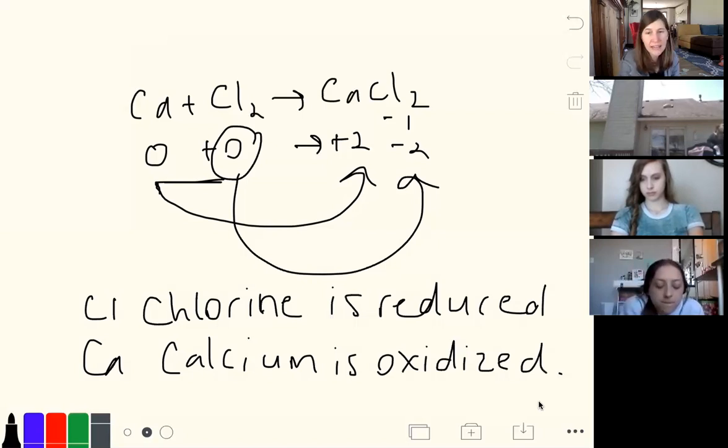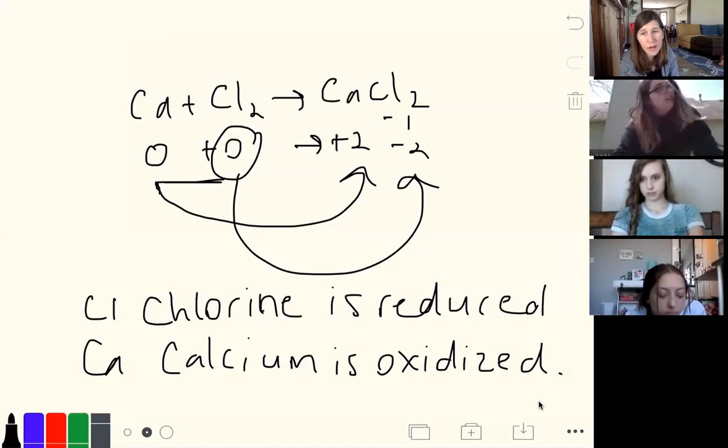So we're looking at the thing that has gained electrons, and so its overall charge is reduced. And then therefore the other one.